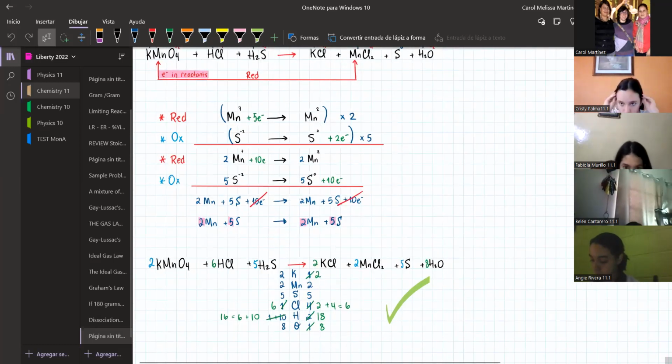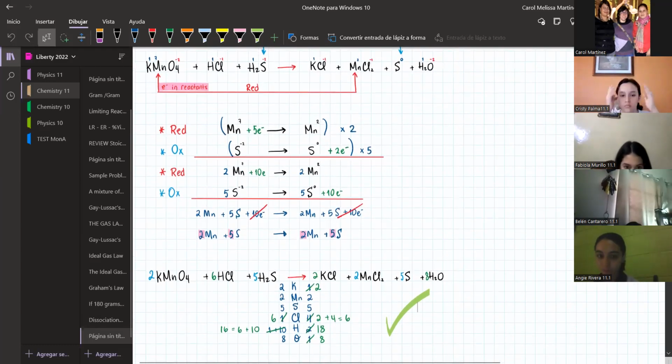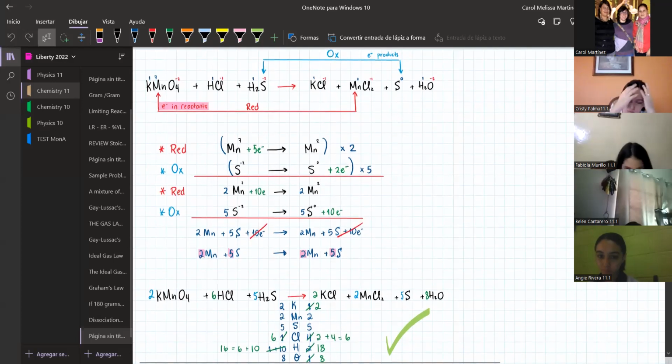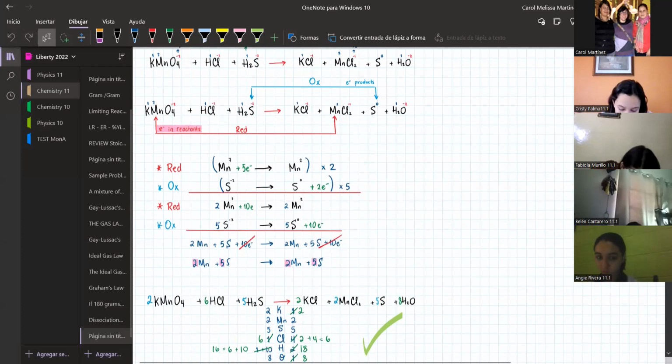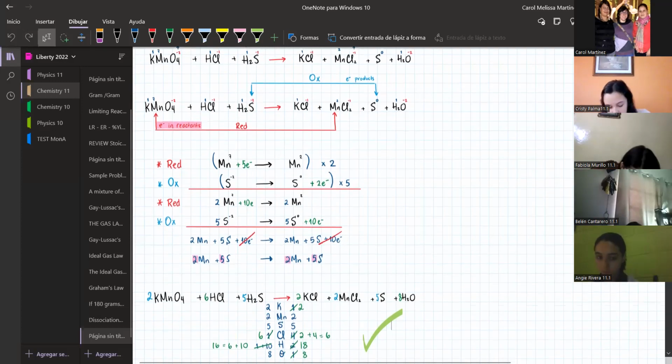Emma, I know that you raised your hand. It was about the chlorine. I was thinking about it. When I noticed the chlorine, maybe that's why she raised her hand. In the end, you can make some mistakes, but if you do the correct balancing process, it's going to be fine.